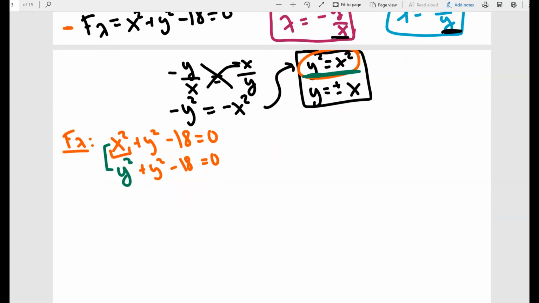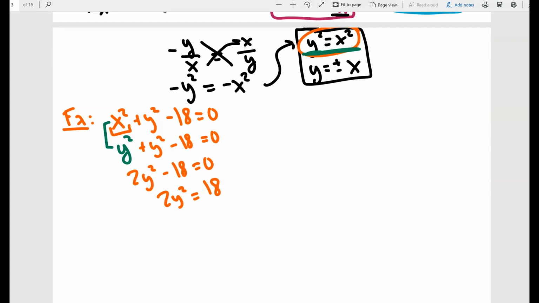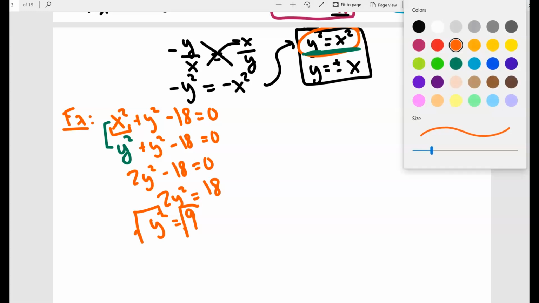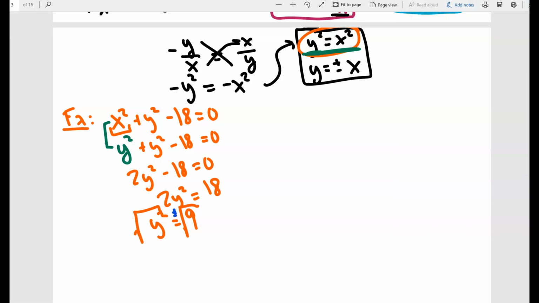Then I'm going to have 2y squared minus 18 is equal to 0. 2y squared equals 18. I'm going to divide by 2, so I'm going to have y squared equals 9. Then I'm going to take the square root of both sides, but when I take the square root, remember that you also have to add plus or minus. So y is equal to plus or minus 3.